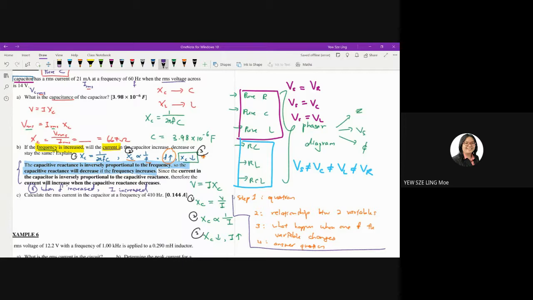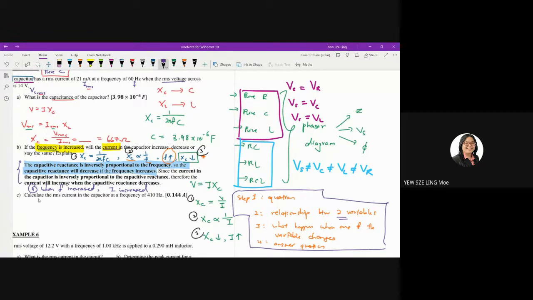This 4-step recipe is very useful when we answer explanation questions. So you look at one equation first, try to identify the equation that can be used to explain the relationship. Then you explain the relationship between 2 variables and what happens if one of the variables changes. After that, you go back to the original question and answer it. That is your step number 4.